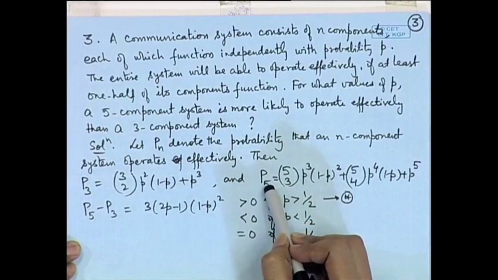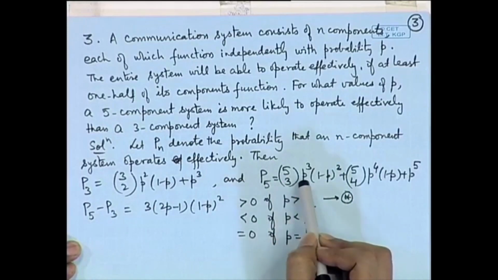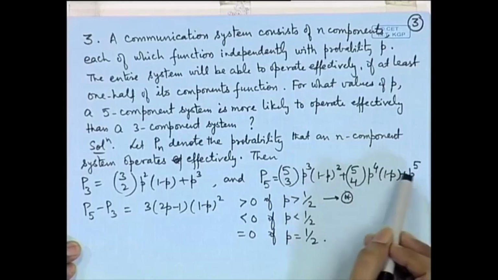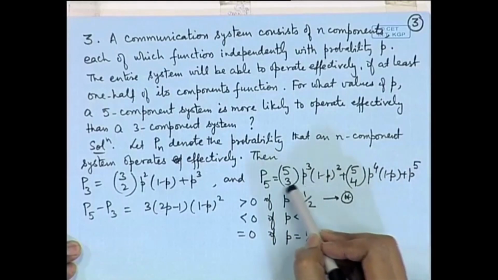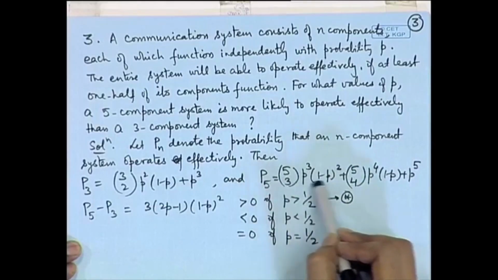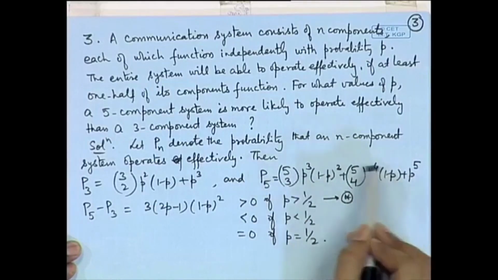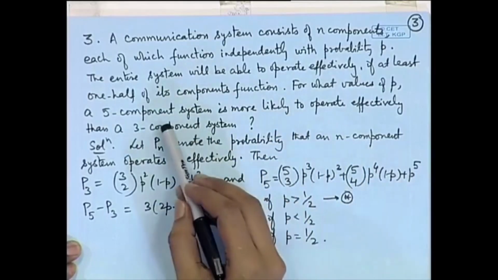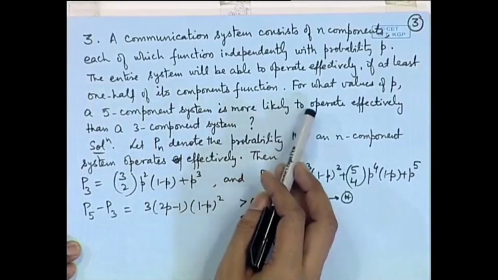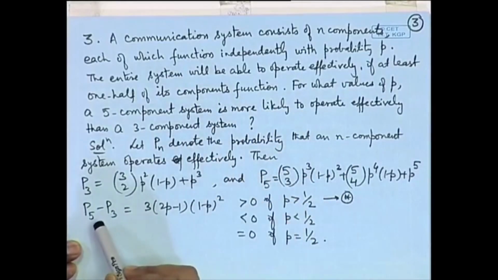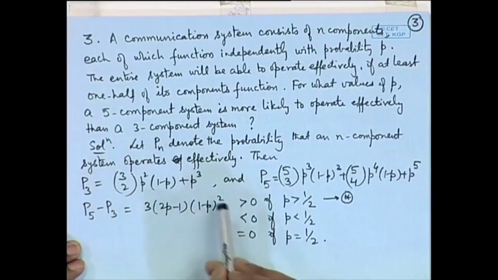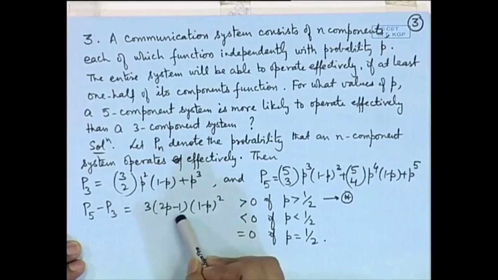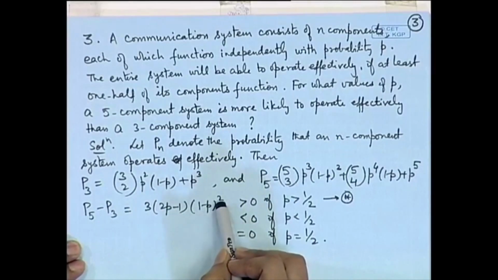In a similar way, a 5 component system will be operating effectively if either 3 or 4 or all 5 components are working properly. The probabilities of them are given by these. So, we add up, and P5 is given by this. We have to check whether a 5 component system is more effective or a 3 component system. So, we consider the difference P5 minus P3, which after certain simplification is equal to 3 into (2p minus 1) into (1 minus p) squared.